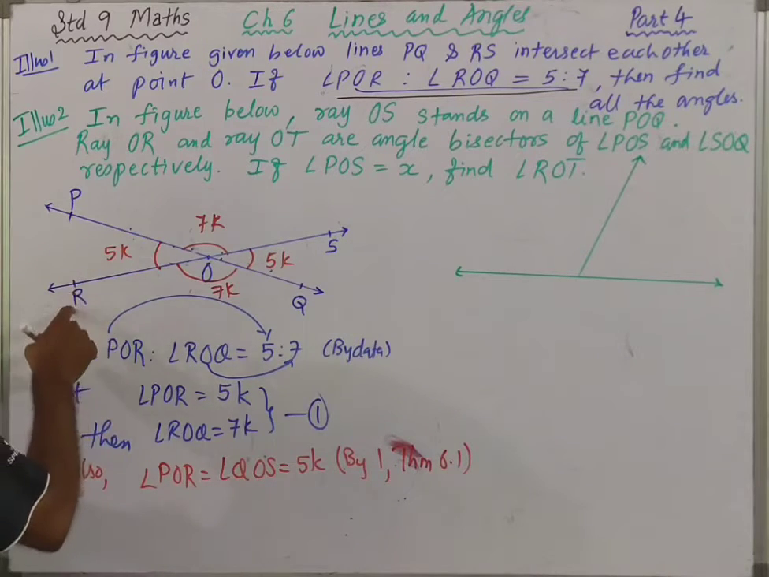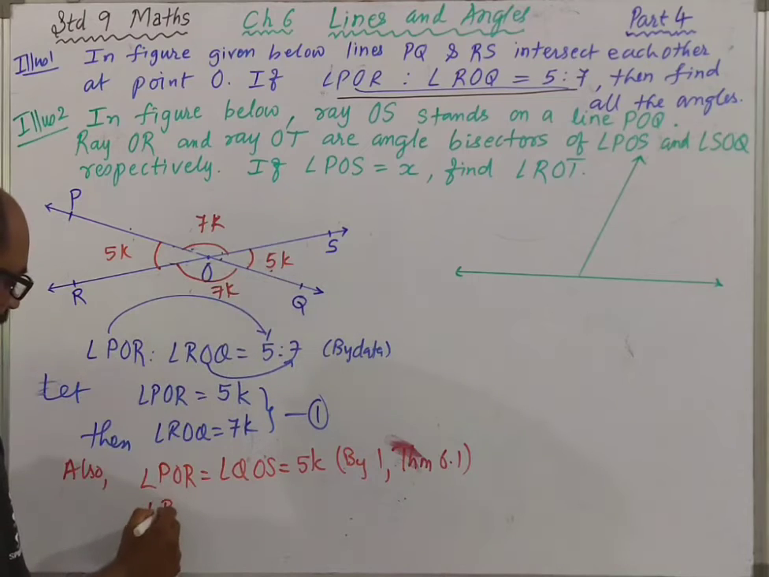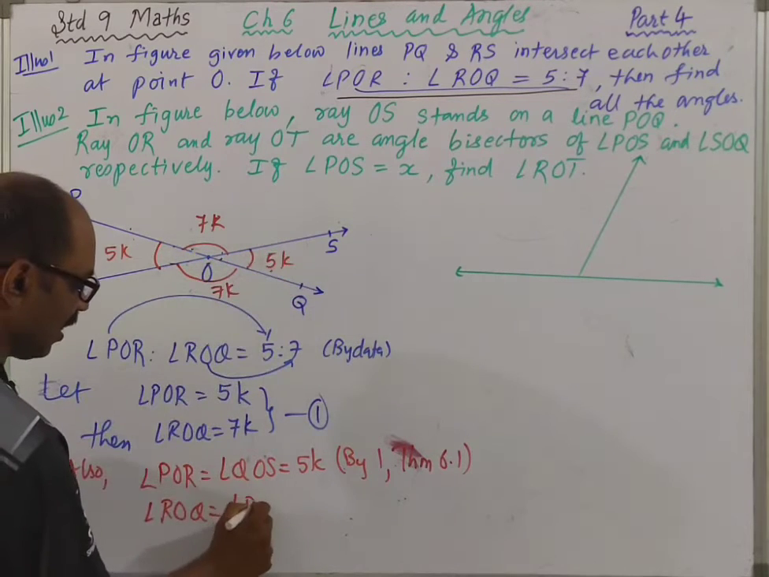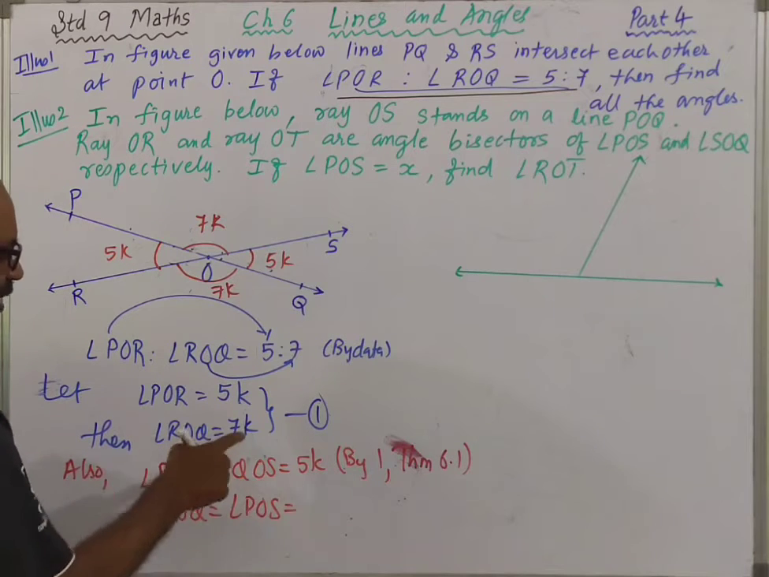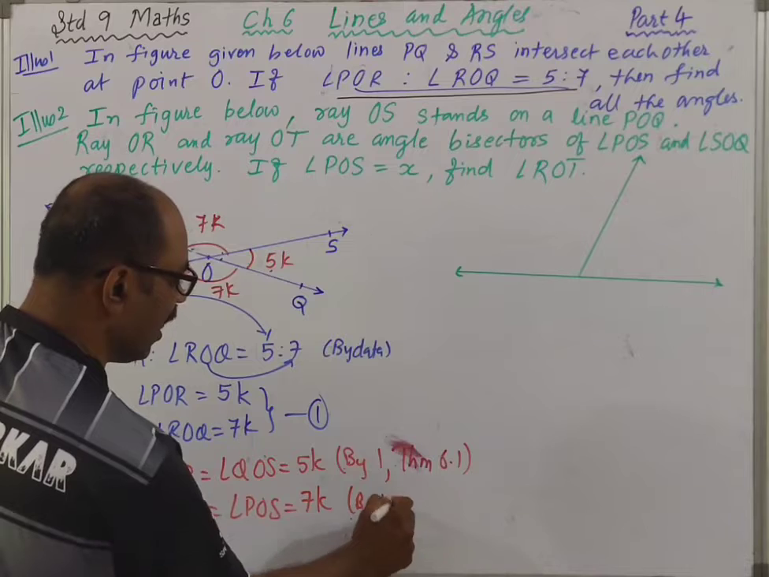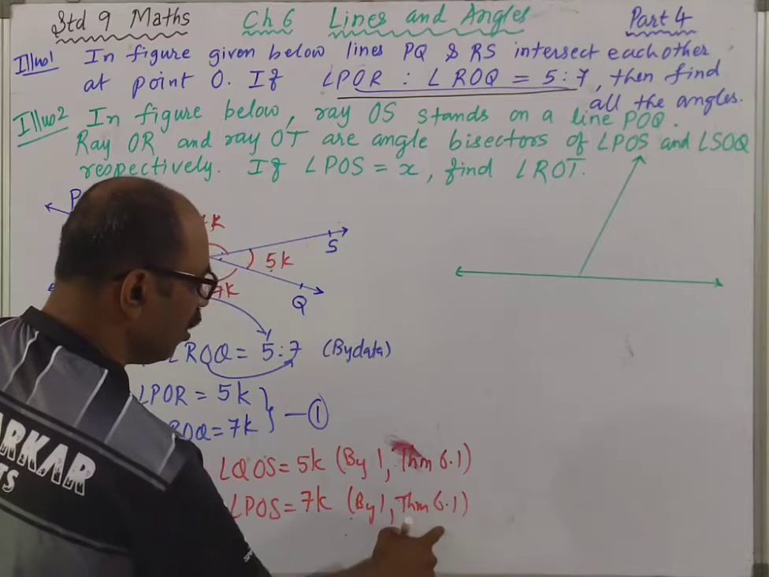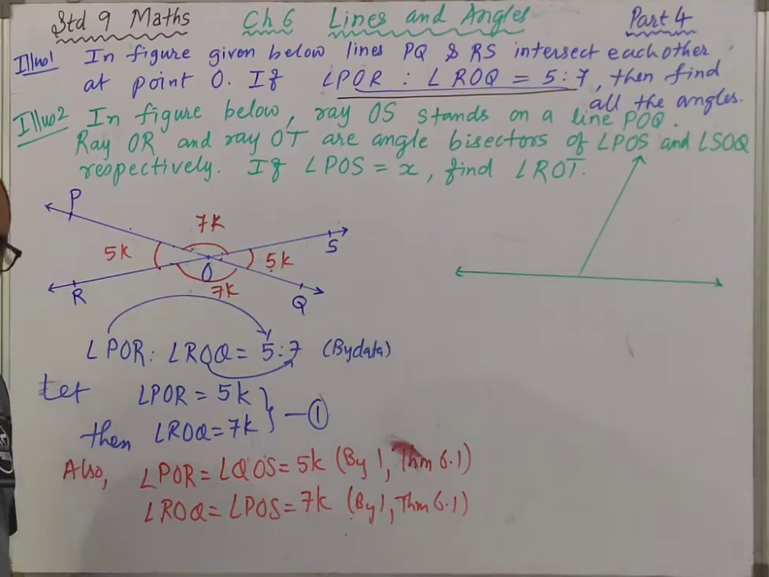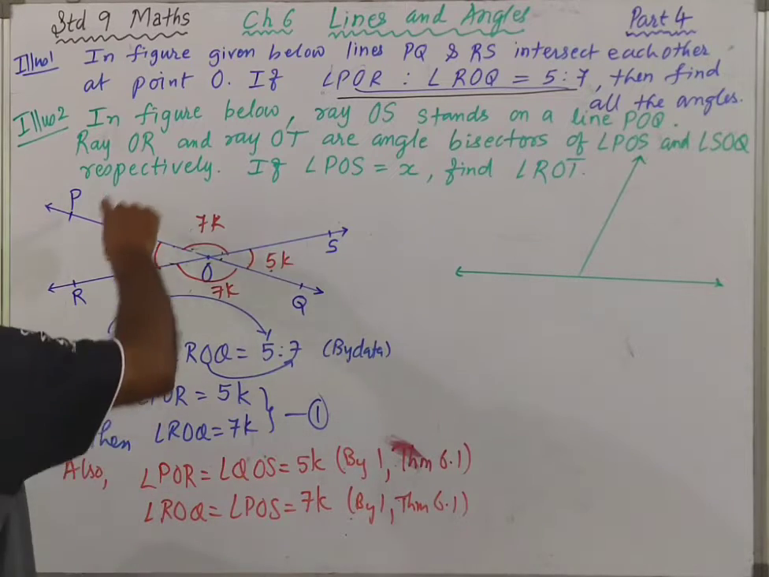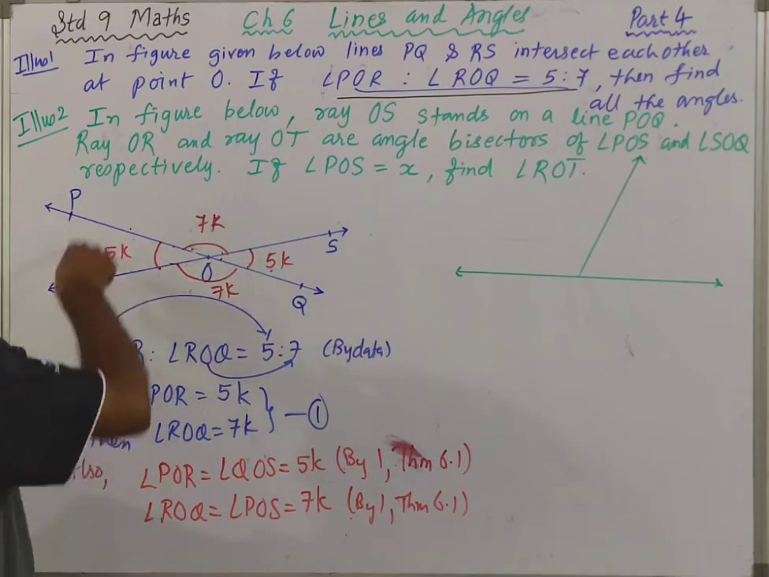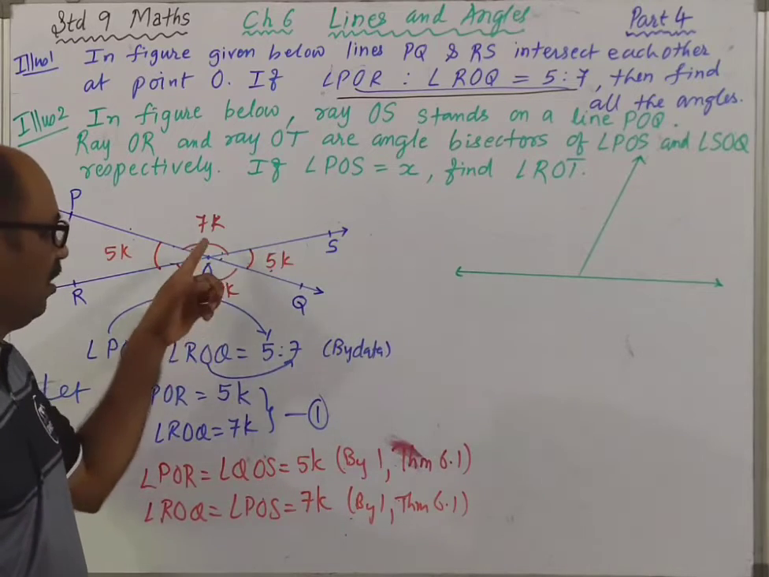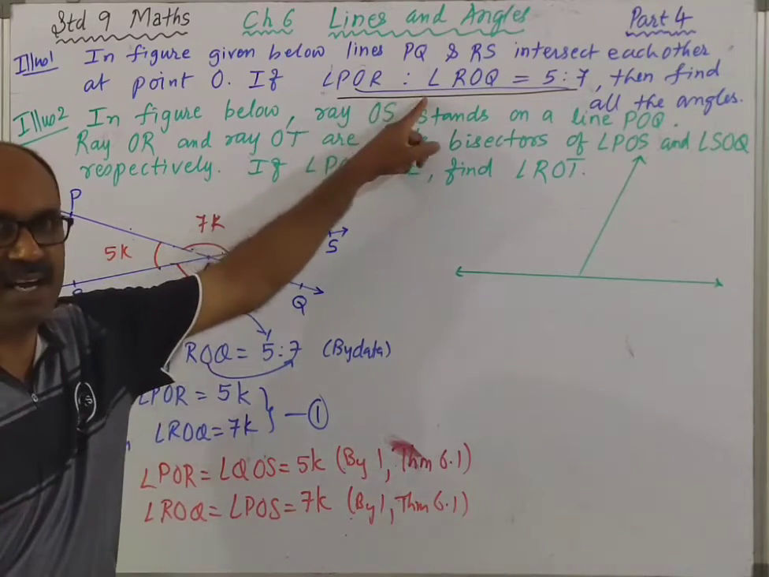In the same way, angle ROQ is equal to angle POS, and ROQ is 7K, so POS is also 7K. Same reason, by 1 and theorem 6.1. If you want you may write it, or no need to write. Now you have the measures of all 4 angles, but they are in terms of K because of this condition.